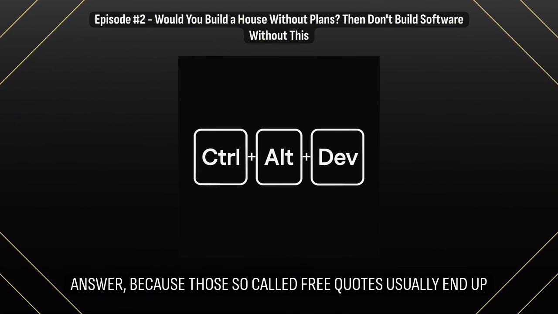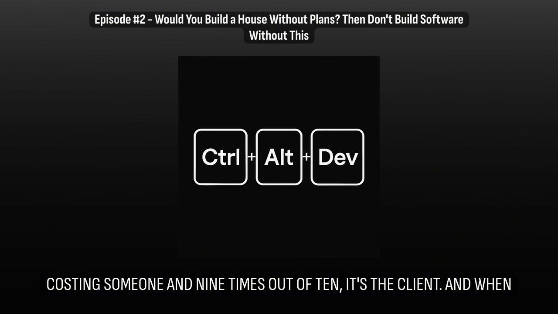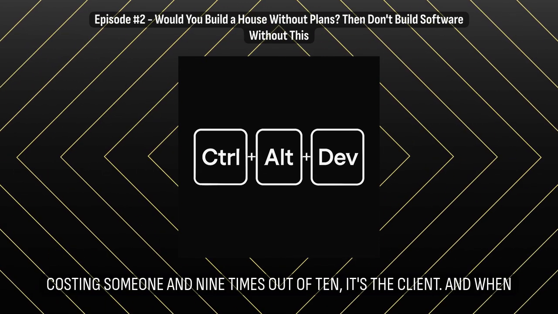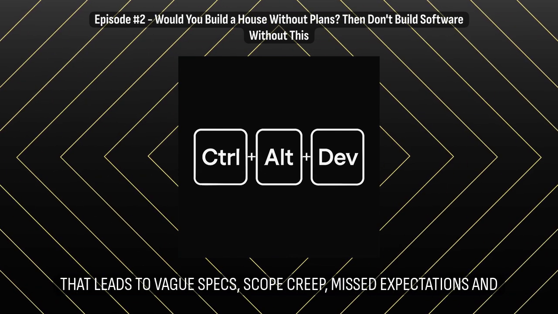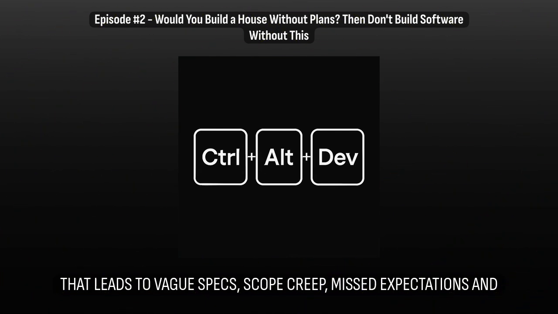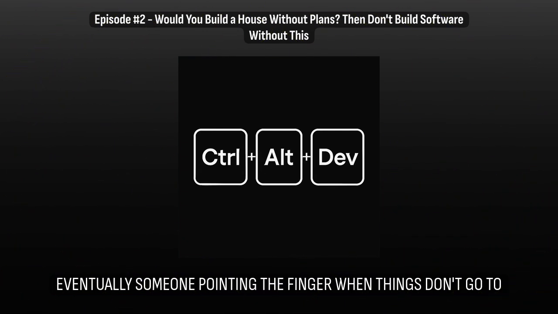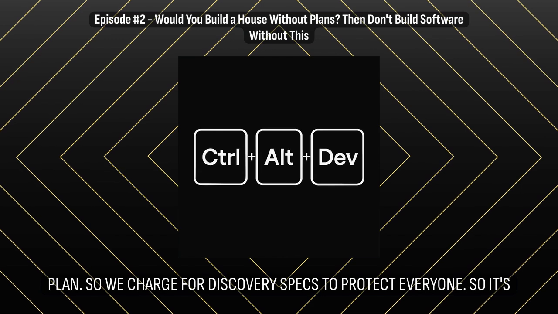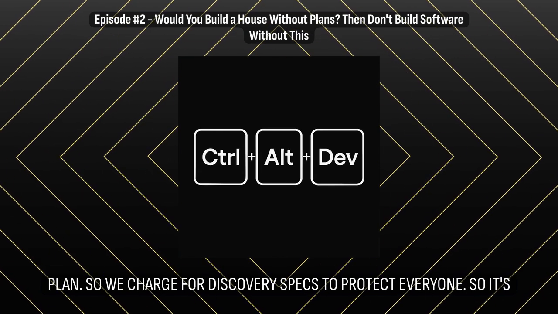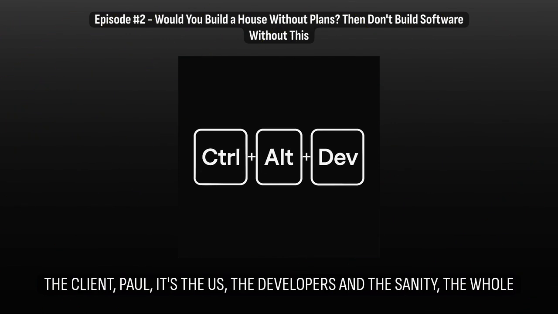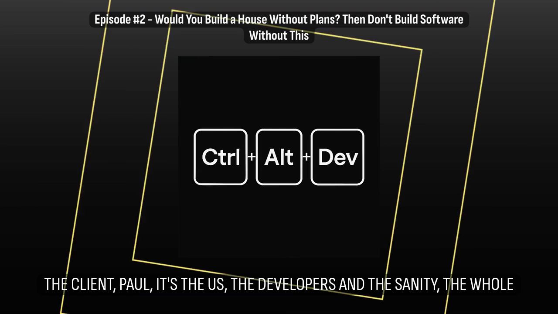So the short answer: because those so-called free quotes usually end up costing someone, and nine times out of ten, it's the client. When you skip the proper discovery phase, you're working on assumptions, and that leads to vague specs, scope creep, missed expectations, and eventually someone pointing the finger when things don't go to plan. So we charge for discovery specs to protect everyone: the client, us, the developers, and the sanity of the whole project.